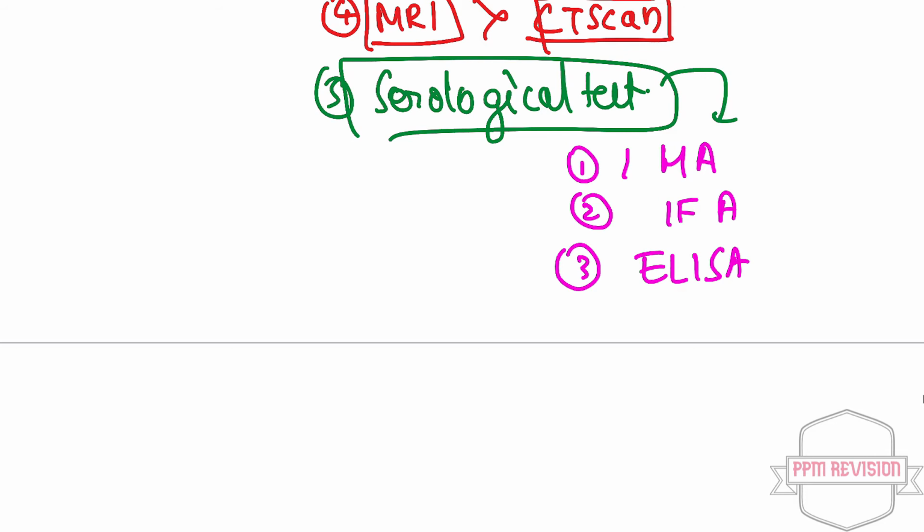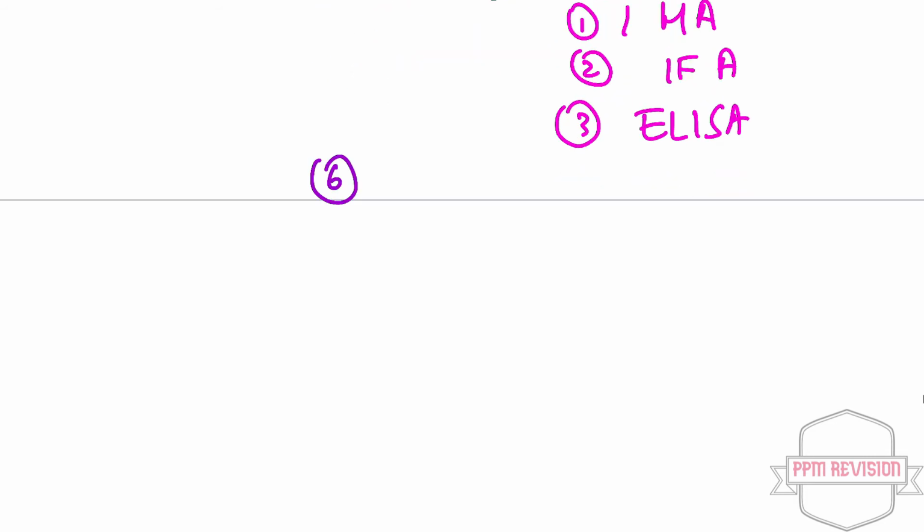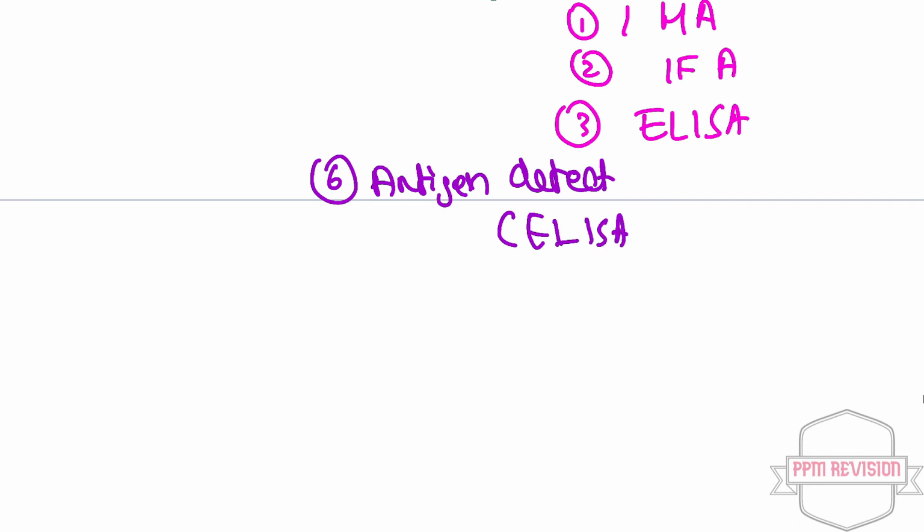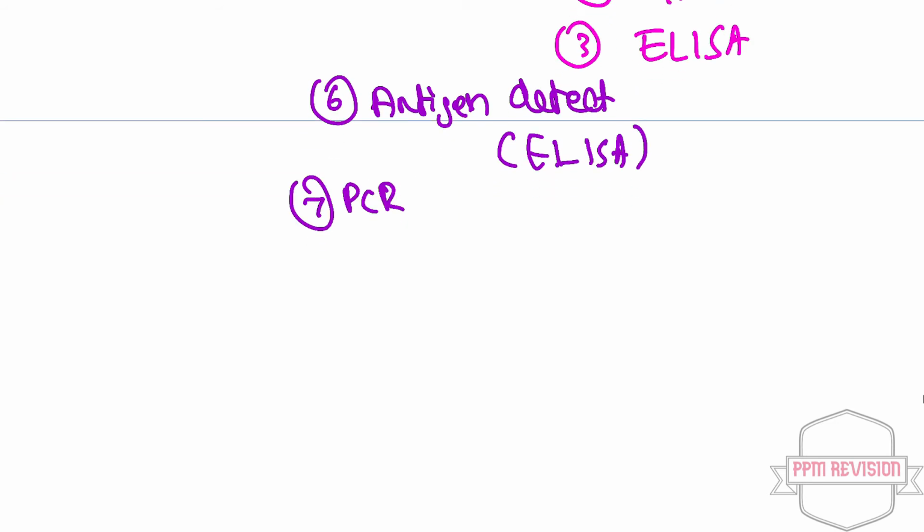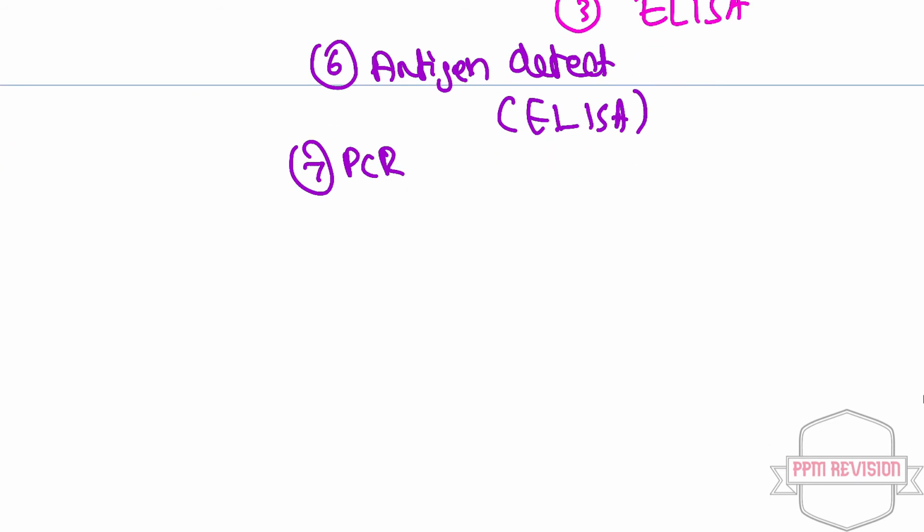Other tests that can be performed are antigen detection, that is by ELISA. We can also have the PCR, polymerase chain reaction, as well as knowing the history of the patient in case of any intestinal teniasis.